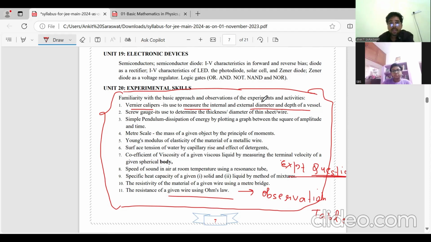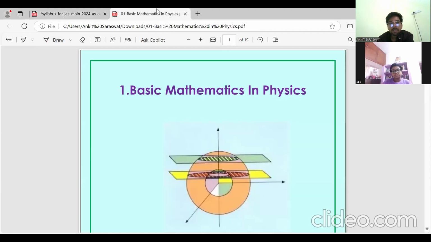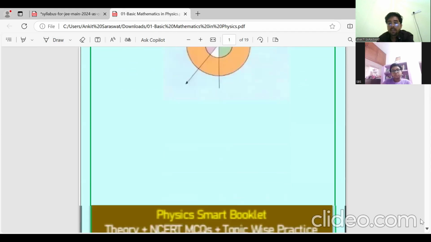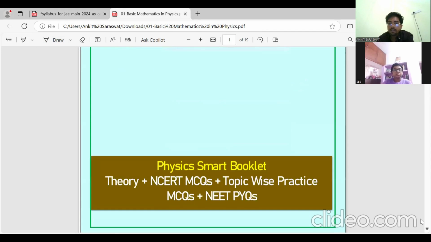So today, one more thing: I have uploaded this file, basic mathematics and physics. You should have a clear understanding regarding these topics. If you are learning mathematics from somewhere else, ask about these topics, or if you know them, okay. Otherwise, read this PDF and take a printout. It will help you. These basics are required.